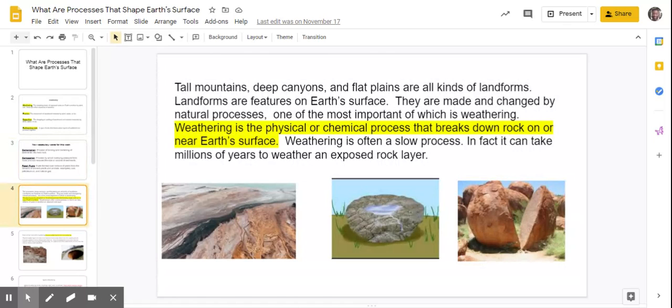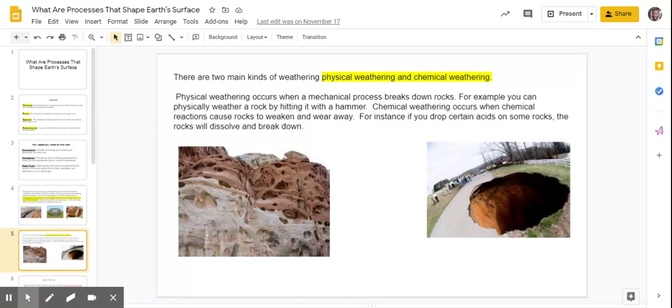So weathering is a physical or chemical process that breaks down rock near the Earth's surface. So it's physical and chemical weathering. There's two main kinds of weathering. Physical weathering occurs when a mechanical process breaks down rock, and chemical weathering occurs when chemical reactions cause rocks to weaken and wear away over time.